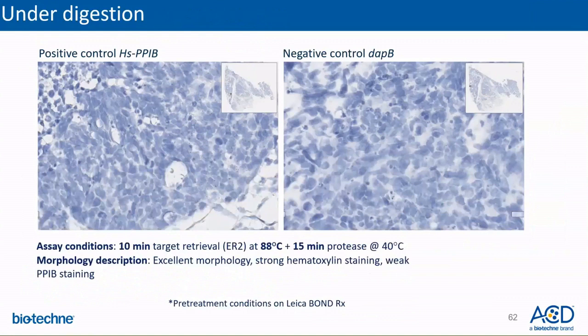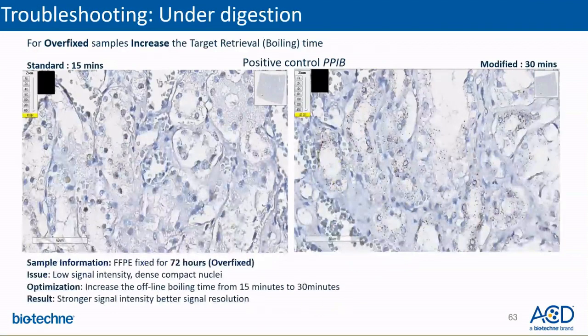On the other hand, here are samples that are underdigested. The PPIB staining is much weaker, but the tissue morphology is intact. Here, the target retrieval time was increased to 30 minutes, which improved signal intensity and resolution, and also eliminated trapping of the chromogen as seen in the image on the left.